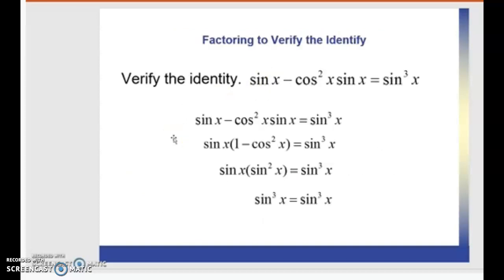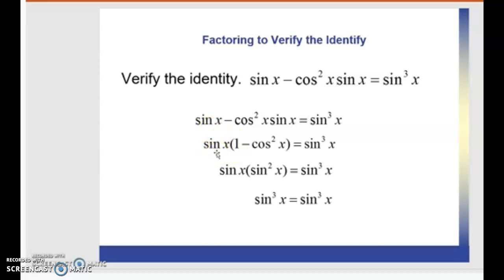Looking at an example of another technique for verifying an identity, factoring to verify the identity. The identity given is sine x minus cosine square x times the sine of x equals the sine cube of x. So of course, starting with the more difficult side, usual approach, we have a GCF, a common factor of sine x, so we can factor it out.